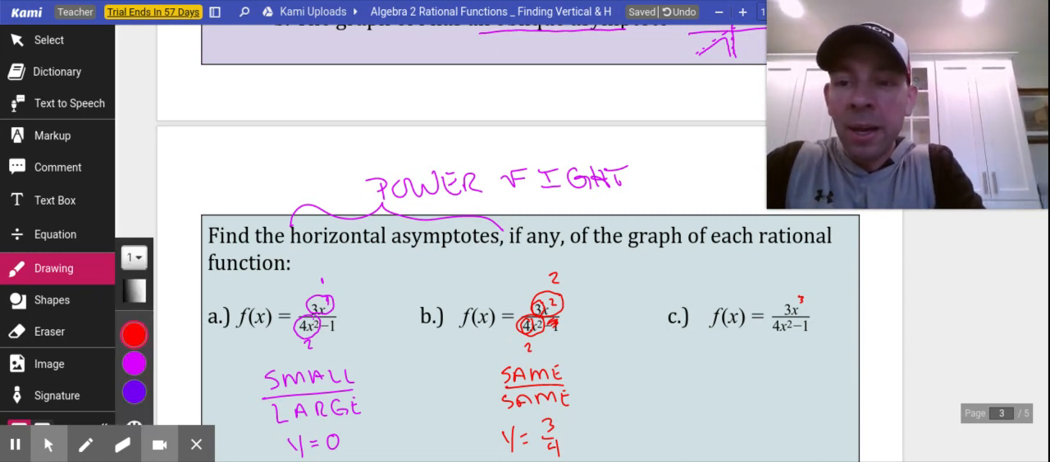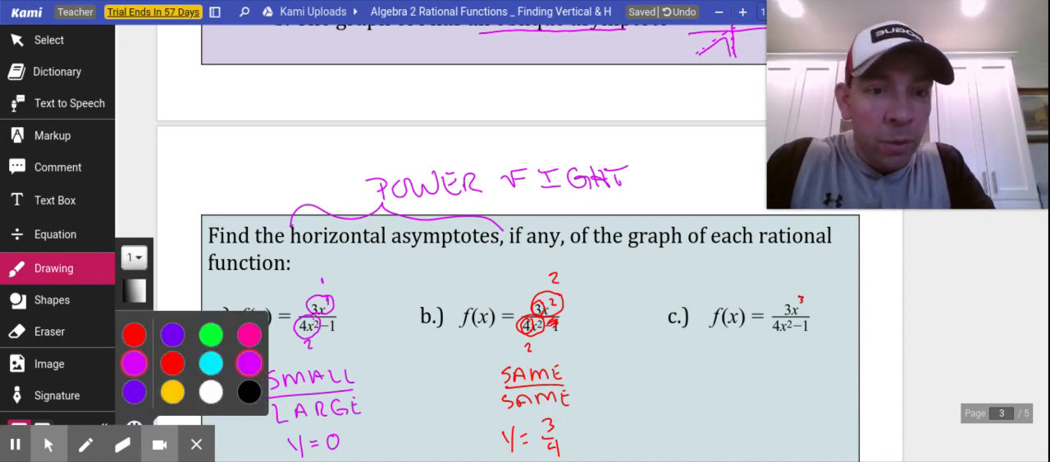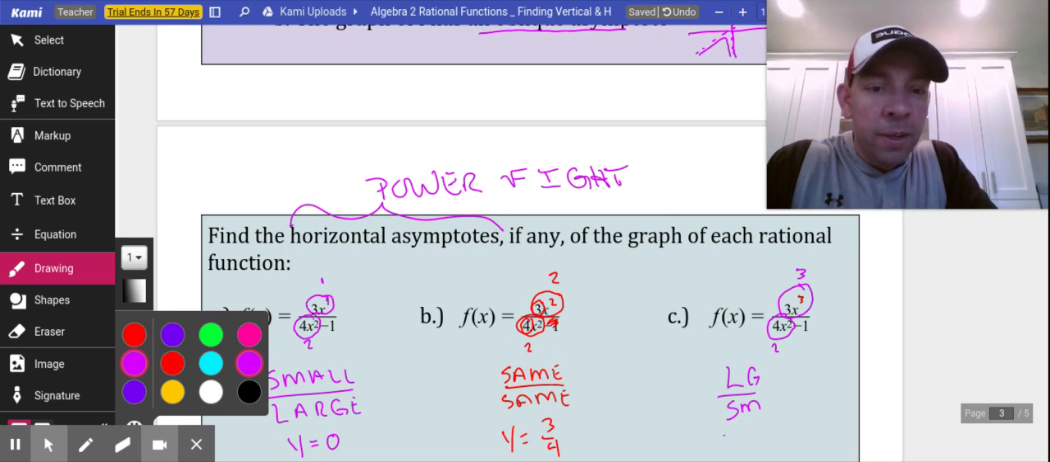Our last example is supposed to be 3x cubed over 4x squared minus 1. What we've got now is large over small. We have a third degree numerator and a second degree denominator, so degree 3 here, degree 2 there. This is large over small, so we have none.